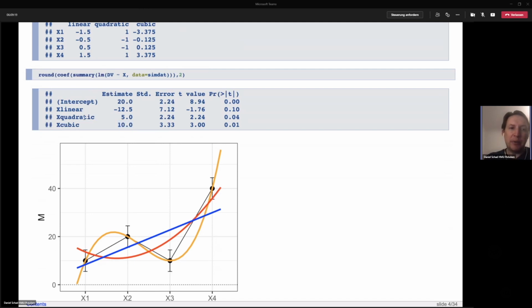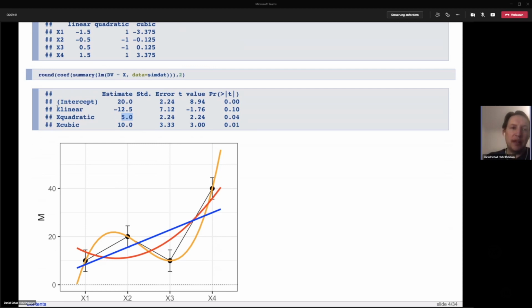How about the quadratic effect? This has a value of 5. This is again positive, also to a t-value of 2.24, 0.04 for the p-value. You can see again the positive quadratic effect, both ends go up. If it's negative, both ends go down. But this seems reasonable, so there's a quadratic effect as well.